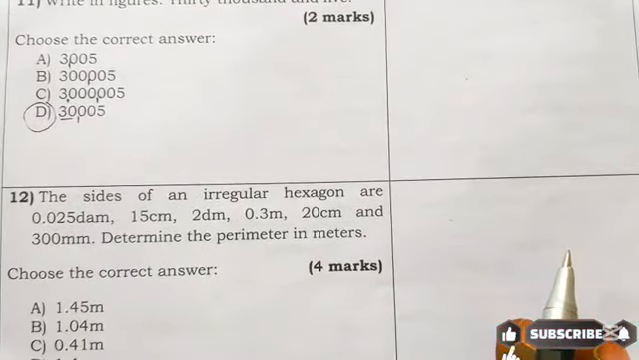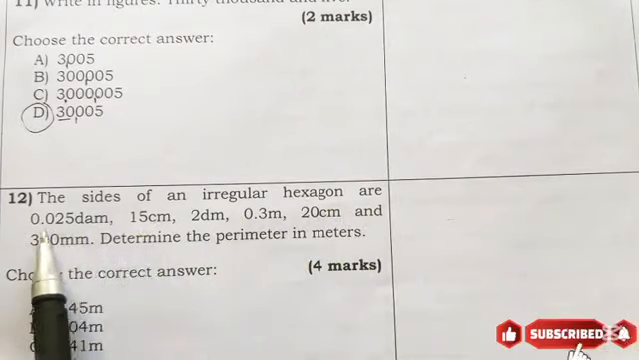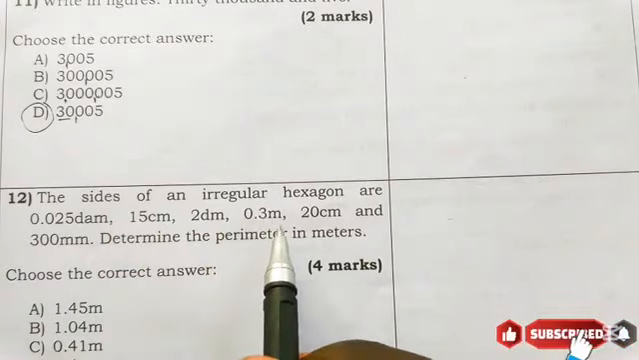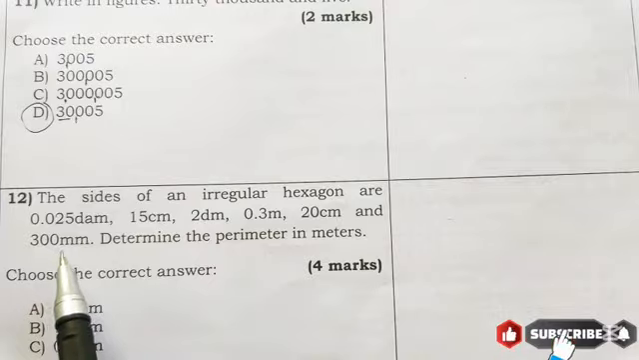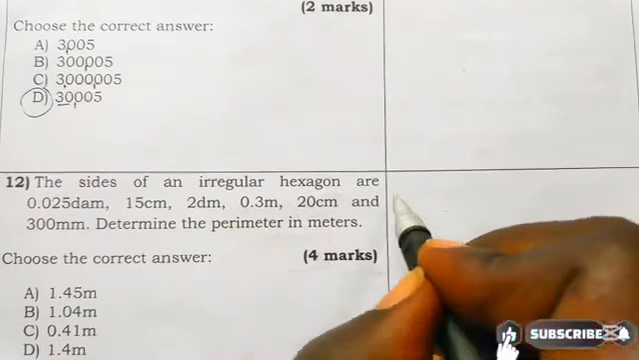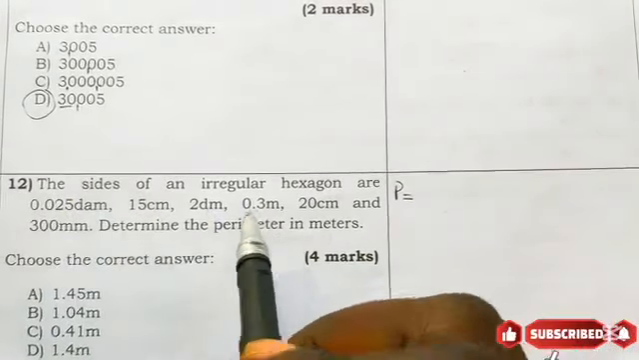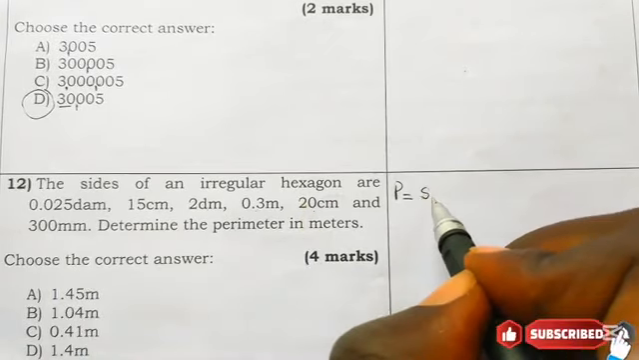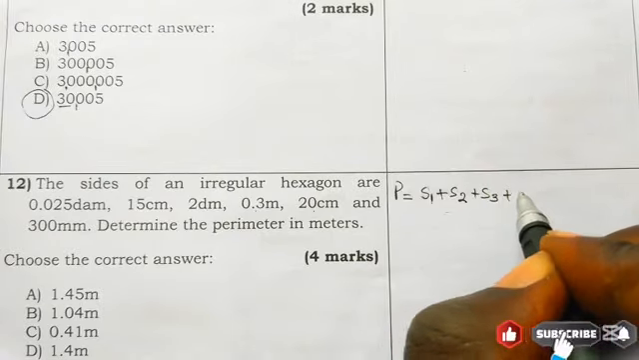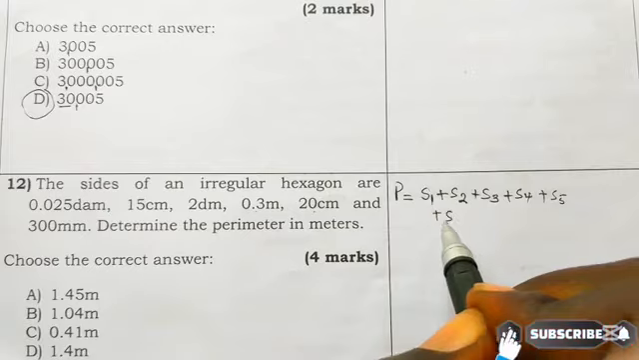Now question 12. The sides of an irregular hexagon are 0.025 decameters, 15 centimeters, 2 decimeters, 0.3 meters, 20 centimeters, and 300 millimeters. Determine the perimeter in meters. So the perimeter equals the sum of the 6 sides: side 1 plus side 2 plus side 3 plus side 4 plus side 5, and then plus side 6.